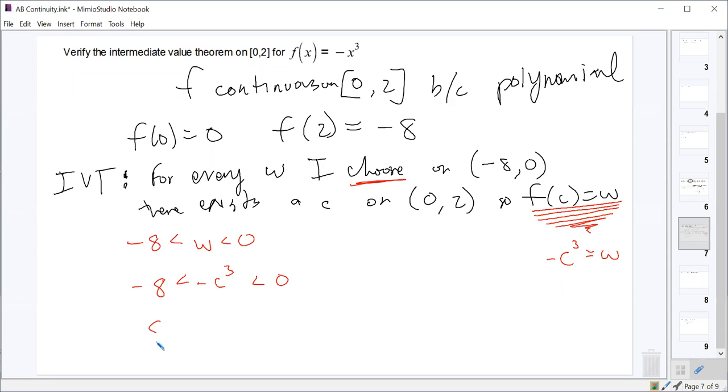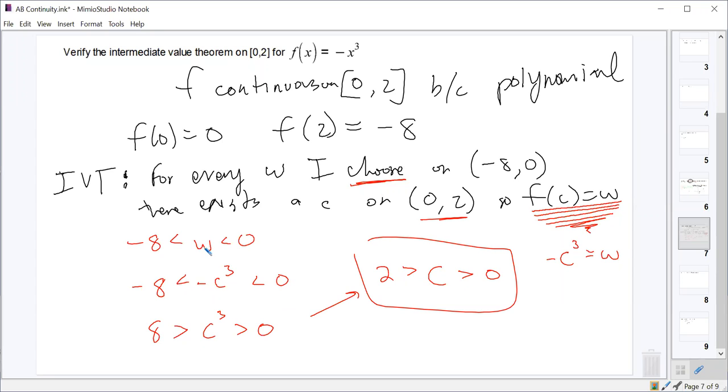Divide by the negative, flip the signs when you divide by the negative, right? And then take a cube root, which gives us that c is less than 2 but greater than 0, which is exactly what we wanted to prove. For any w between -8 and 0, for this function, negative x cubed, w is negative c cubed, which shows us that we can get a c between 0 and 2. Everybody okay with that or no?